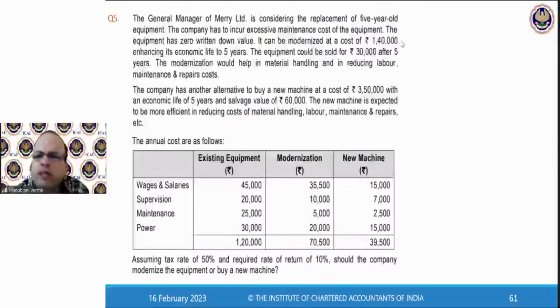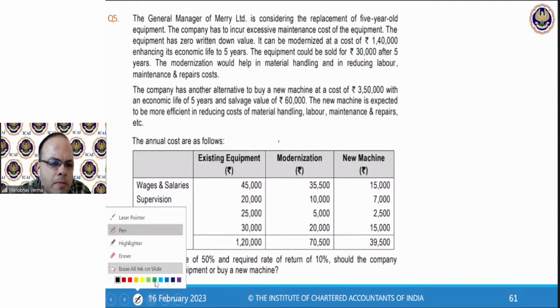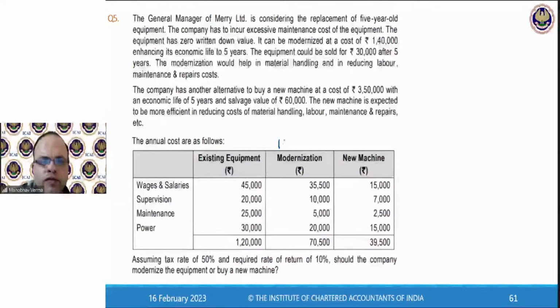I think the first step would be the cash outflows in both the scenarios, modernization and new machine. Right, so modernization is involving 1,40,000, and a new machine is costing you 3,50,000. Am I correct? This should be your first thing, initial cash outflows, both the scenarios.